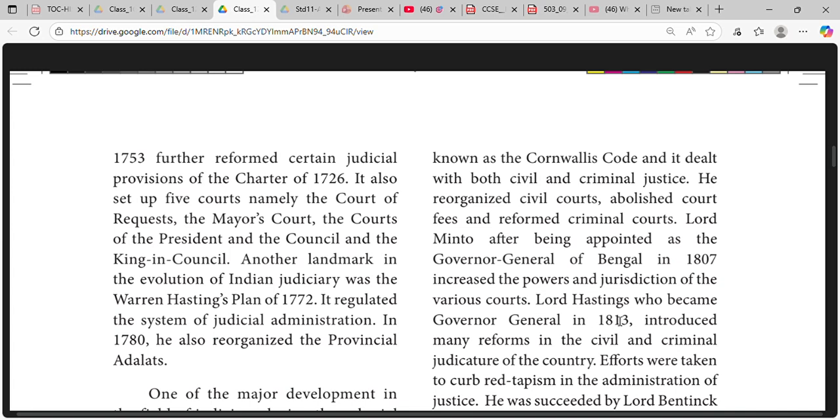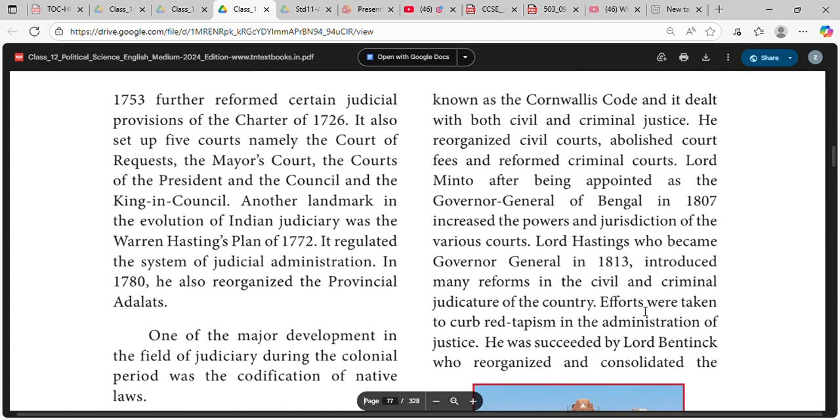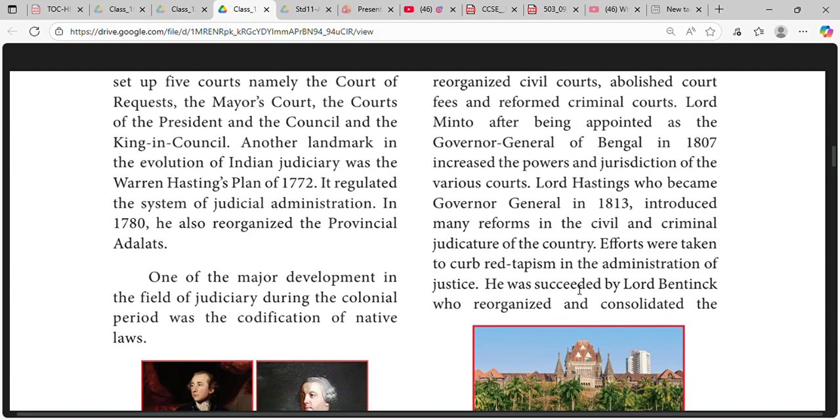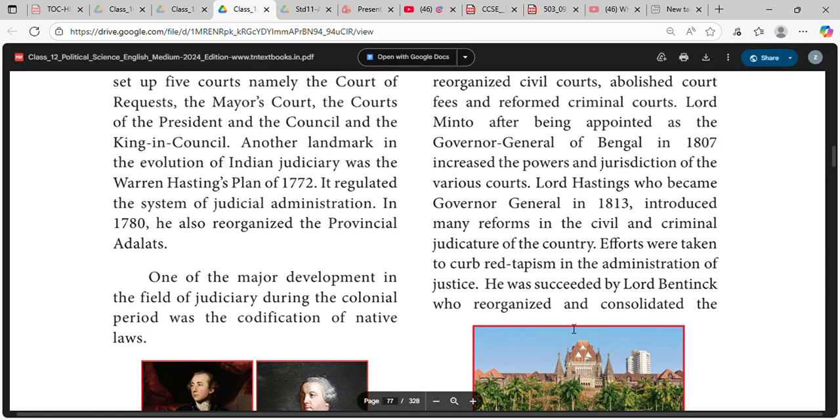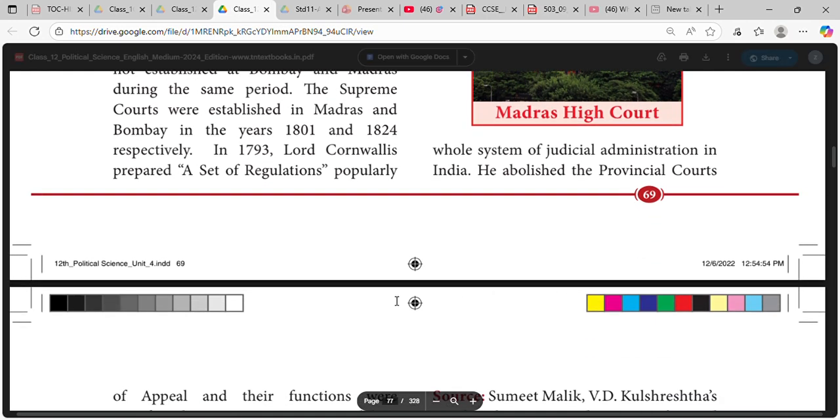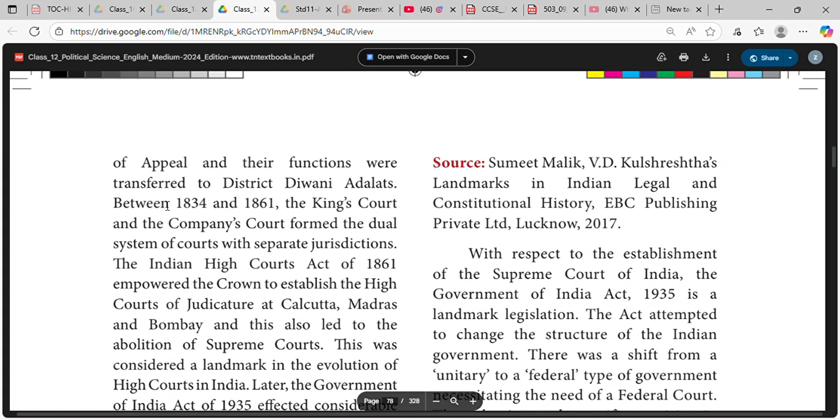Lord Hastings, who became the Governor General in 1813, introduced many reforms in the civil and criminal judicature of the country. Efforts were taken to curb red tapeism in the administration of justice. He was succeeded by Lord Bentinck, who reorganized and consolidated the whole system of judicial administration in India. He abolished the provincial courts of appeal, and their functions were transferred to the district Diwani Adalats.